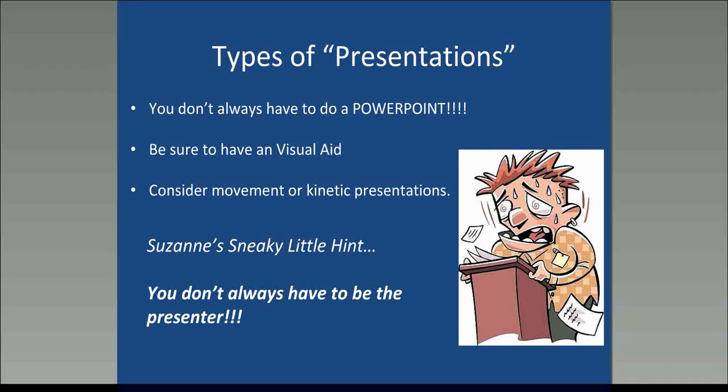There are lots of different types of presentations. You don't have to do a PowerPoint, but you do have to have a visual aid. You can't just get up and talk. You should have something for people's eyes to follow, even if it's just the natural world around you. And then consider movement or kinetic presentations where you're actually doing something. And here's a little sneaky hint: you don't always have to be the presenter.